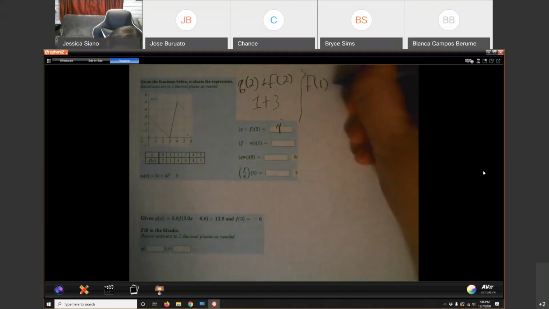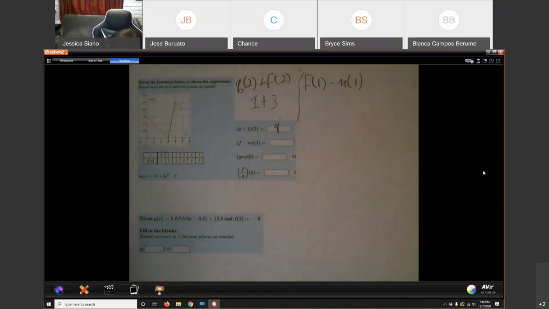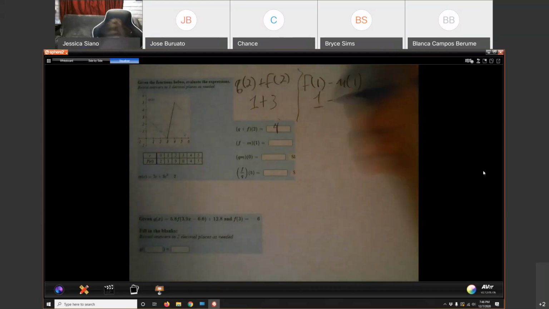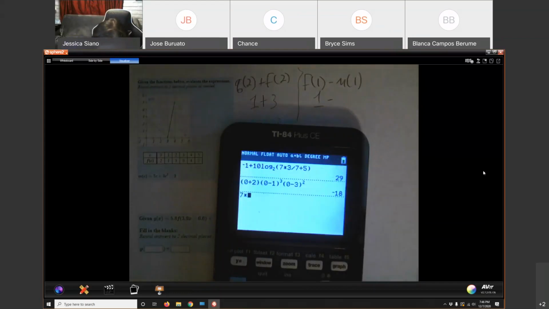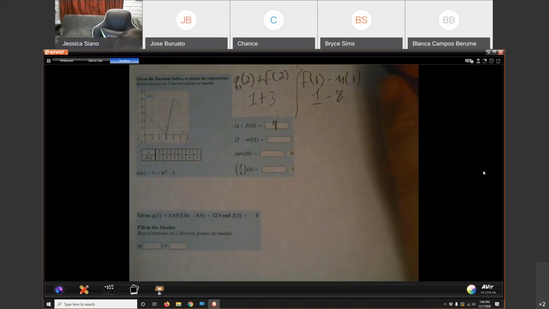Now F of 1 minus, why did I put an equal sign there? Minus M of 1. Okay, so F of 1 is 1. And M of 1, 7 times 1, 2 times 1 squared minus 2. 8. So then this would be a negative 7.